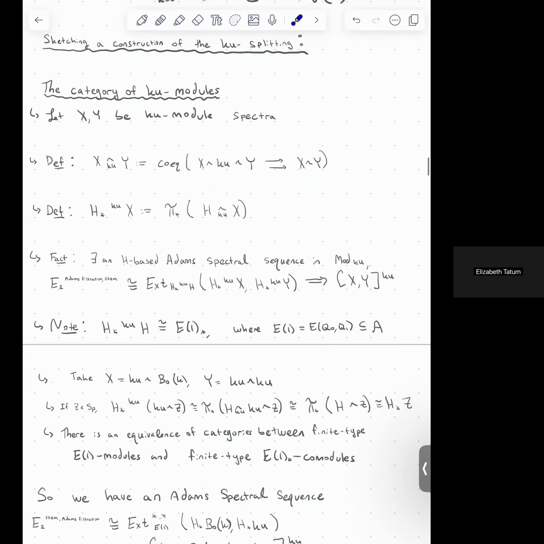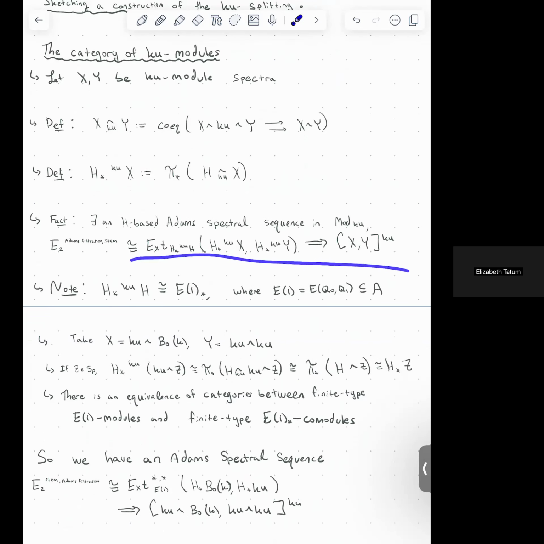Then, in particular, we're going to be interested in one particular Adams spectral sequence. We want to take X to be KU smash B0, and Y to be KU smash KU. Furthermore, we want to use the fact that if Z is any spectrum, and you take the KU relative homology of KU smash Z, that's isomorphic to just the homology of Z.